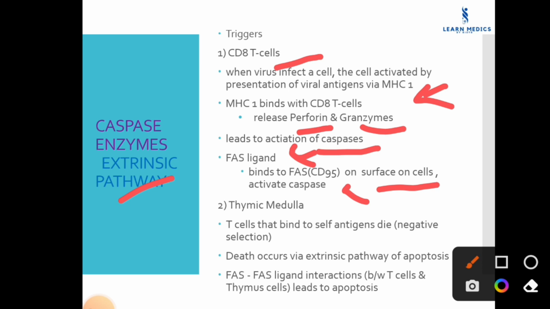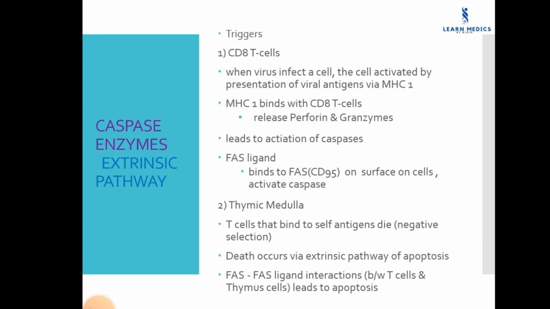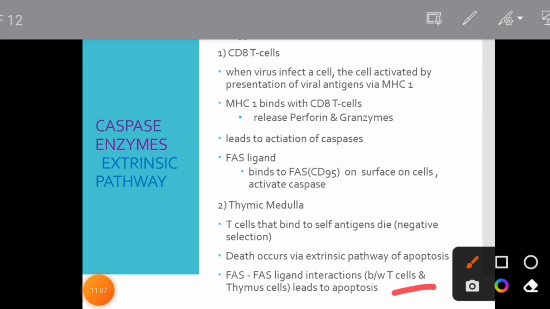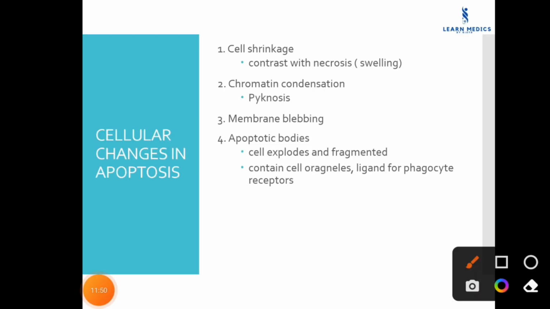And the second one is the thymic medulla. T cells that bind to self antigens die in a negative selection. So death occurs via the extrinsic pathway of apoptosis, and FAS ligand interaction between T cells and thymus cells leads to apoptosis. That occurs in the thymic medulla. Till now, we discussed the basic concept of apoptosis and the extrinsic and intrinsic pathways for activation of caspase enzymes that lead to apoptosis.